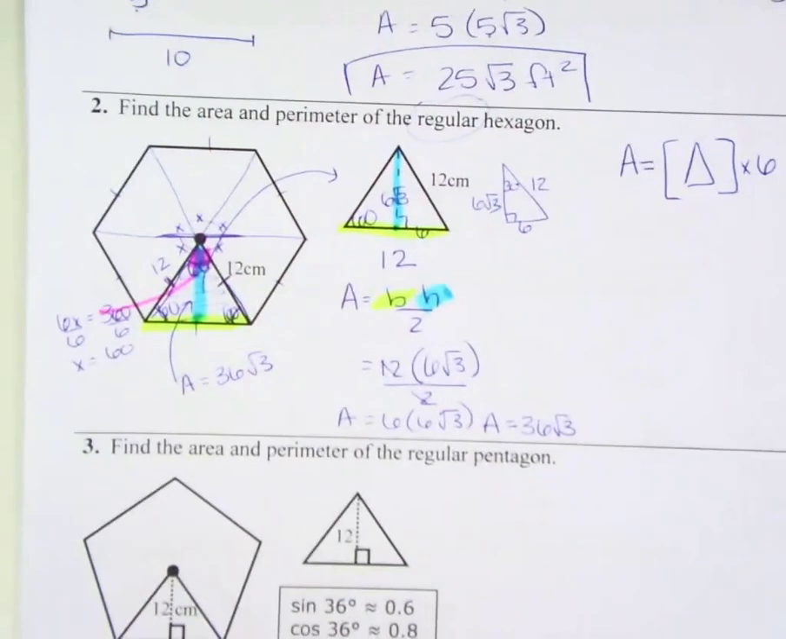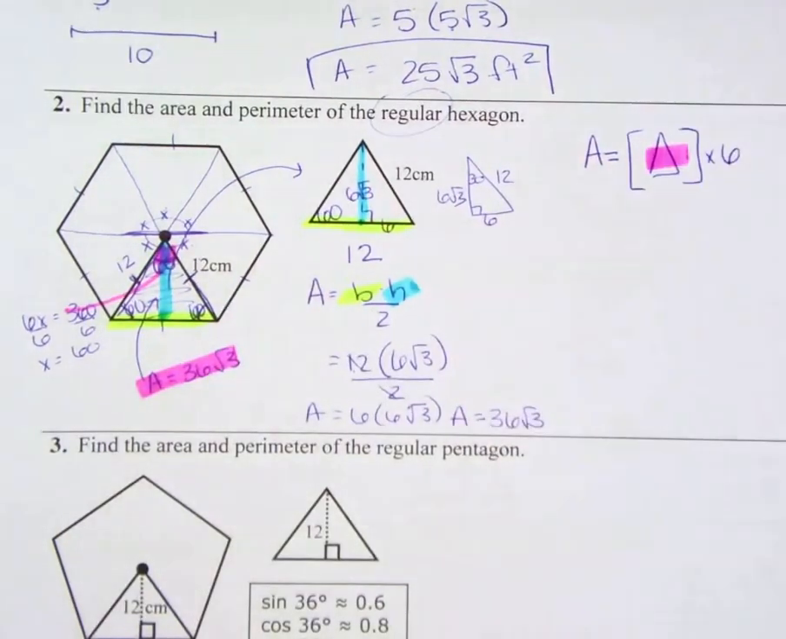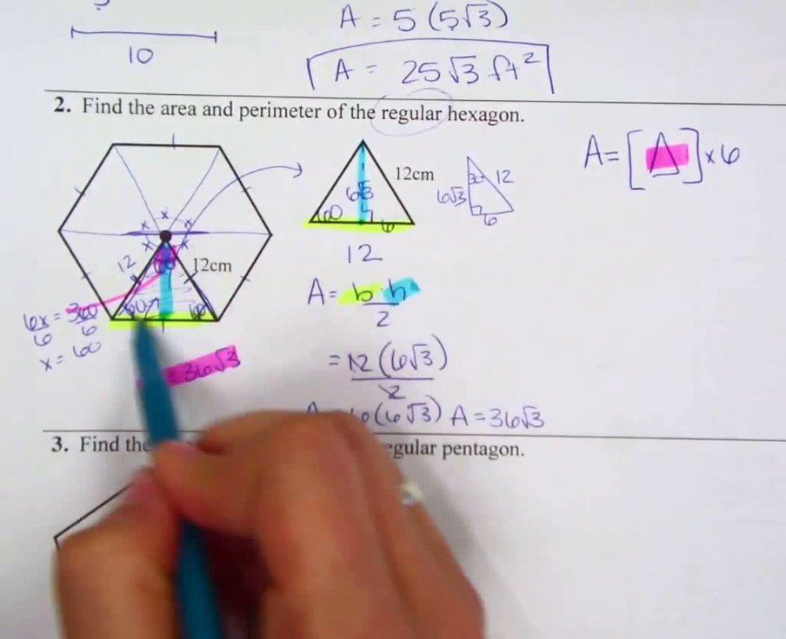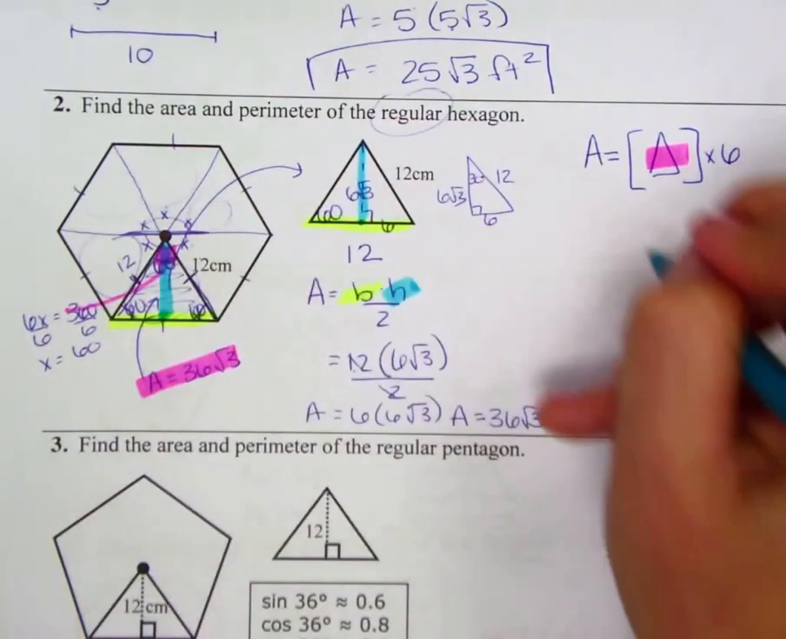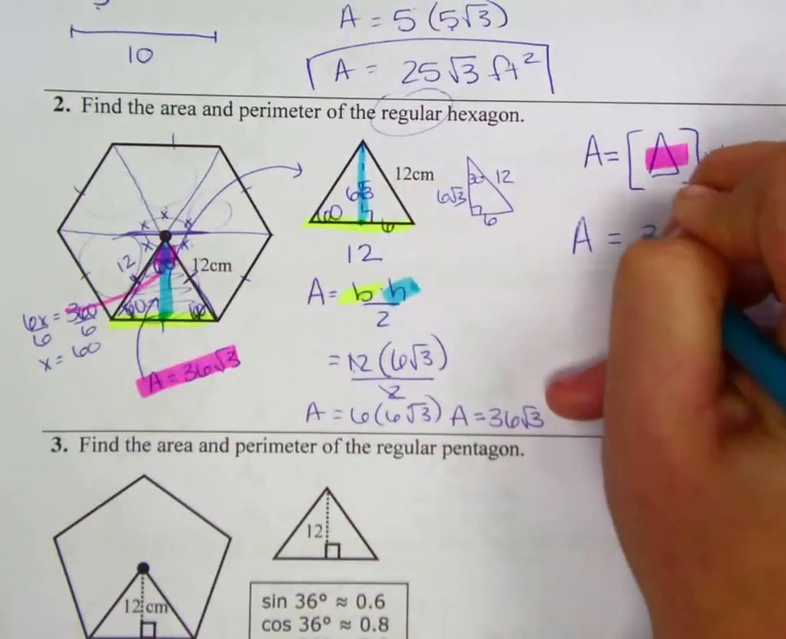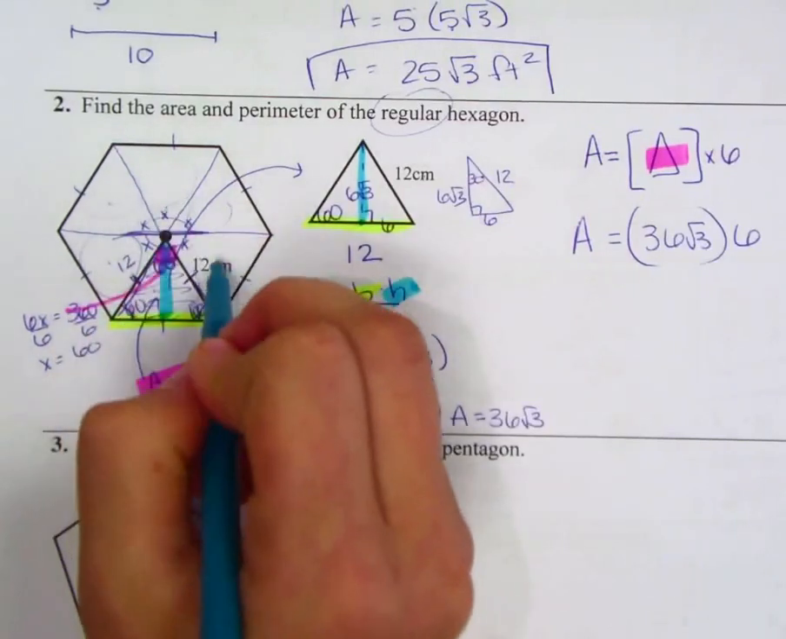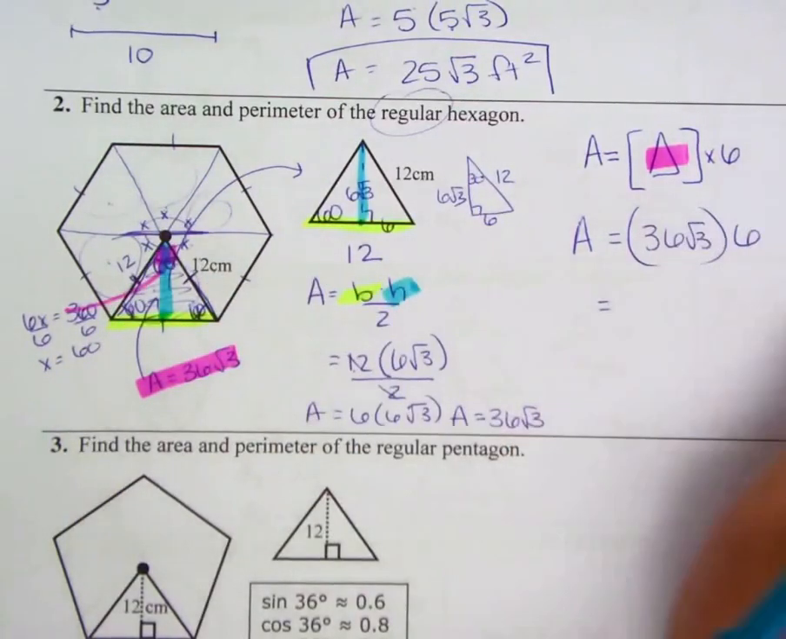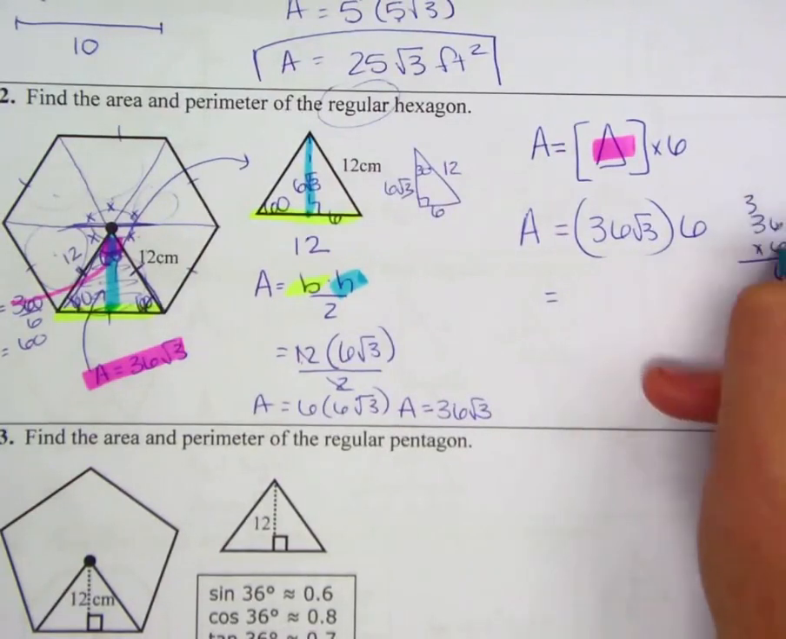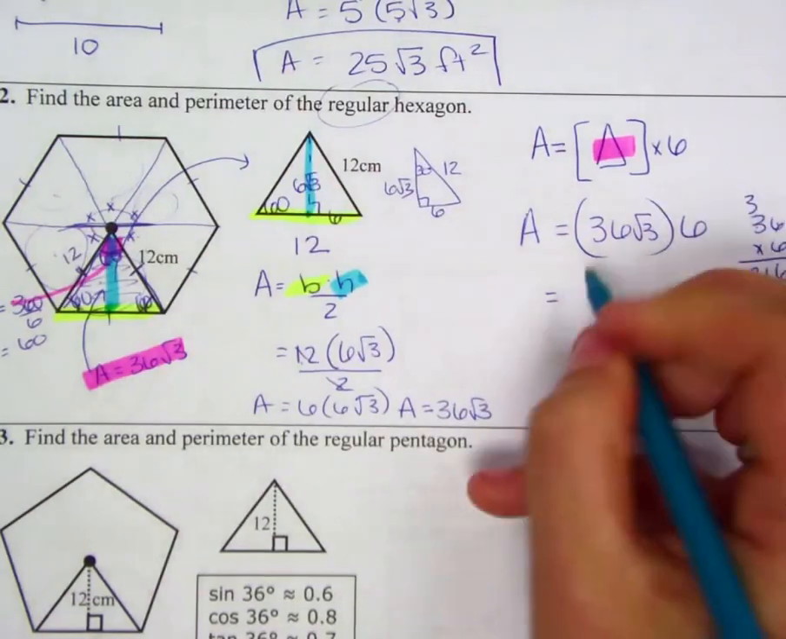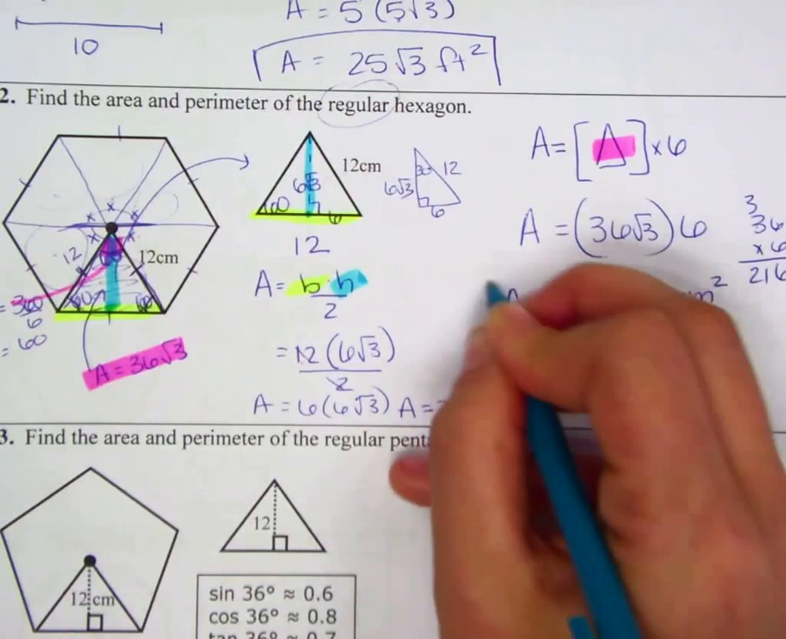Now we're on to part 2. We've found the area of the triangle, and there are 6 of them. So this is 36 root 3, this is 36 root 3, 36 root 3, 36 root 3. So the area of the entire polygon will be 36 root 3 times 6, because there are 1, 2, 3, 4, 5, 6 of them. So 6 times 36, 36, 18, 19, 20, 21. Will be 216 square root 3 centimeters squared.